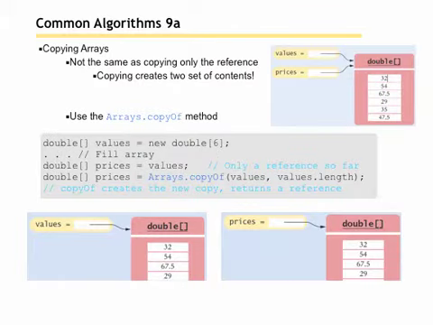It's also common to have to copy arrays. This is not the same as copying a reference. If you copy a reference, it will just create 2 names or references to the same chunk of memory. Instead, we use the Arrays.copyOf method that will copy all the values from one array to another.